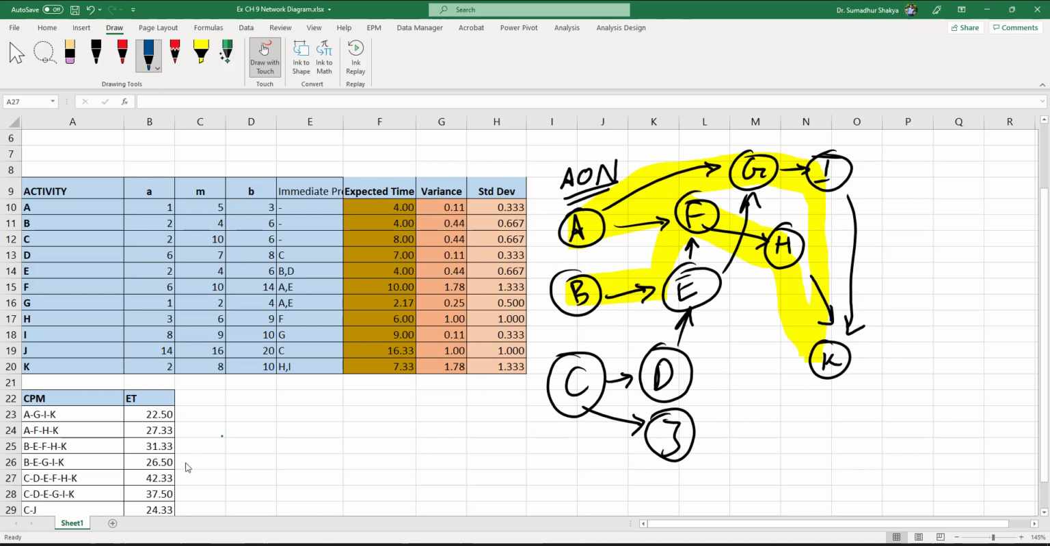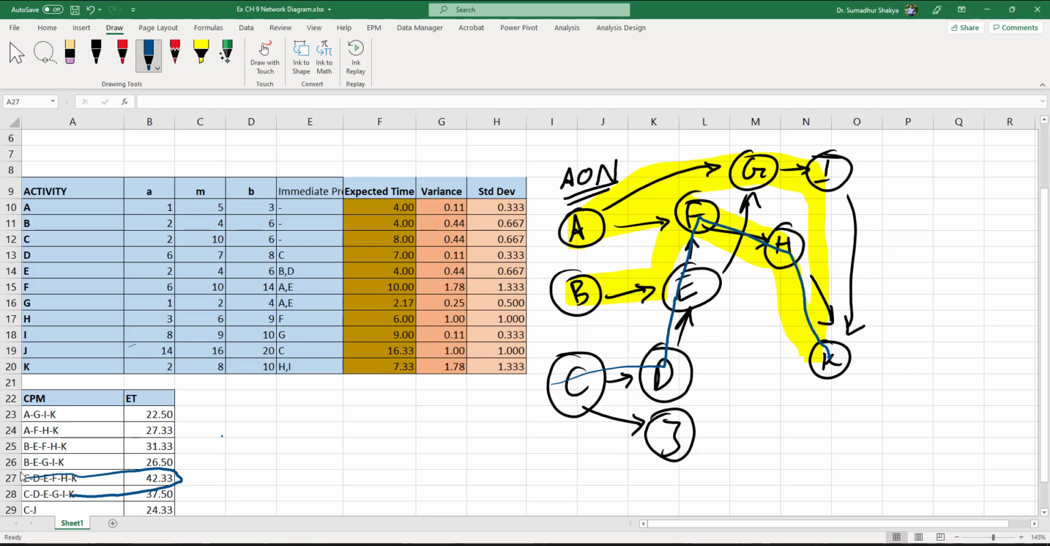Maximum path is this one. So out of all of the permutation combination, the path C, D, E, F, H, K is going to take the longest. Okay, so by definition, that is the critical path. So C, D, E, F, H, and K. If any of these activities is delayed, the whole project will get delayed.